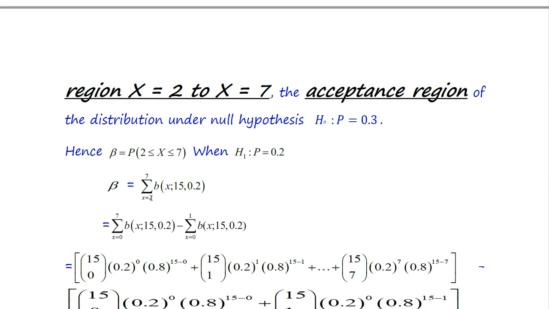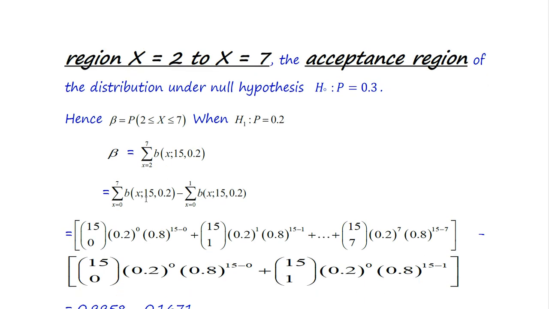Beta is equal to x from 2 to 7. So this is the region that we want to calculate, x equal to 2 to 7. So here x is the sum from 0 up to 7, but we would not like to include 0 and 1, so minus x equal to 0 to 1. We follow this procedure for simplification of calculation. Otherwise you can also calculate it directly with the formula for x equal to 2 to 7.